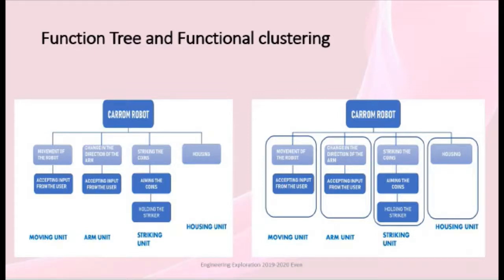Functional clustering. The movement of the robot by accepting the input from the user forms the moving unit. The change in direction of the arm by accepting the input from the user forms the arm unit. Holding the striker and then aiming to strike the coins forms the striking unit. And at last, the housing unit houses all these units.